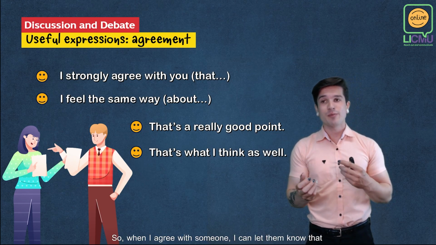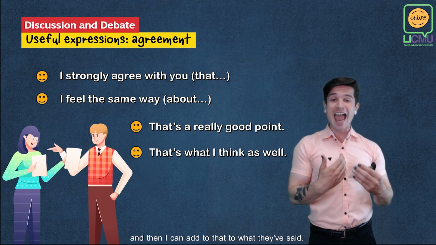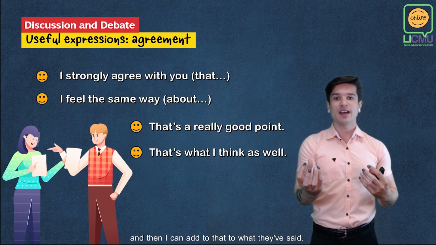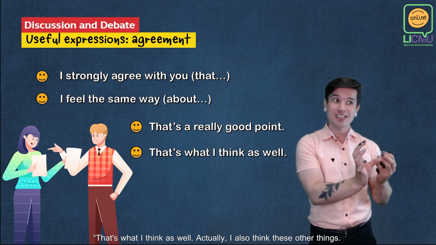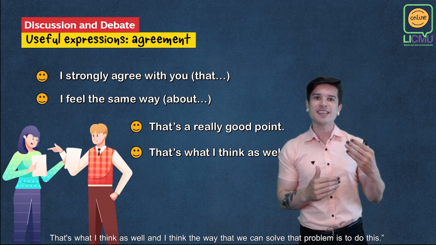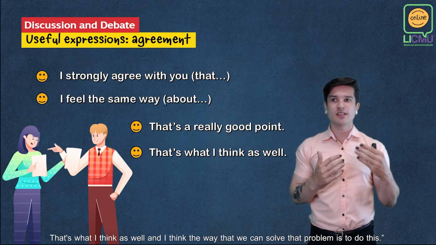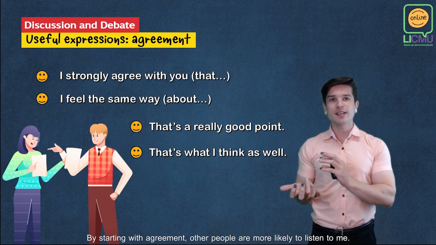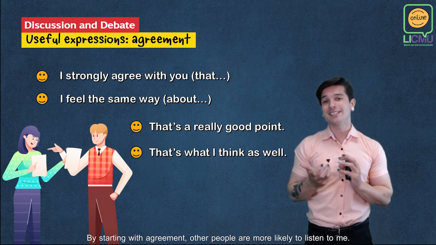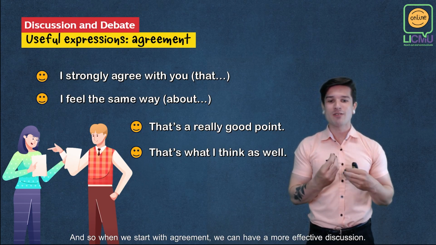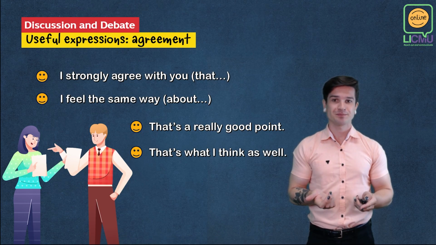So when I agree with someone, I can let them know that, and then I can add to what they've said. That's what I think as well. Actually, I also think this other thing, or that's what I think as well, and I think the way that we can solve that problem is to do this. By starting with agreement, other people are more likely to listen to me. And so when we start with agreement, we can have a more effective discussion.